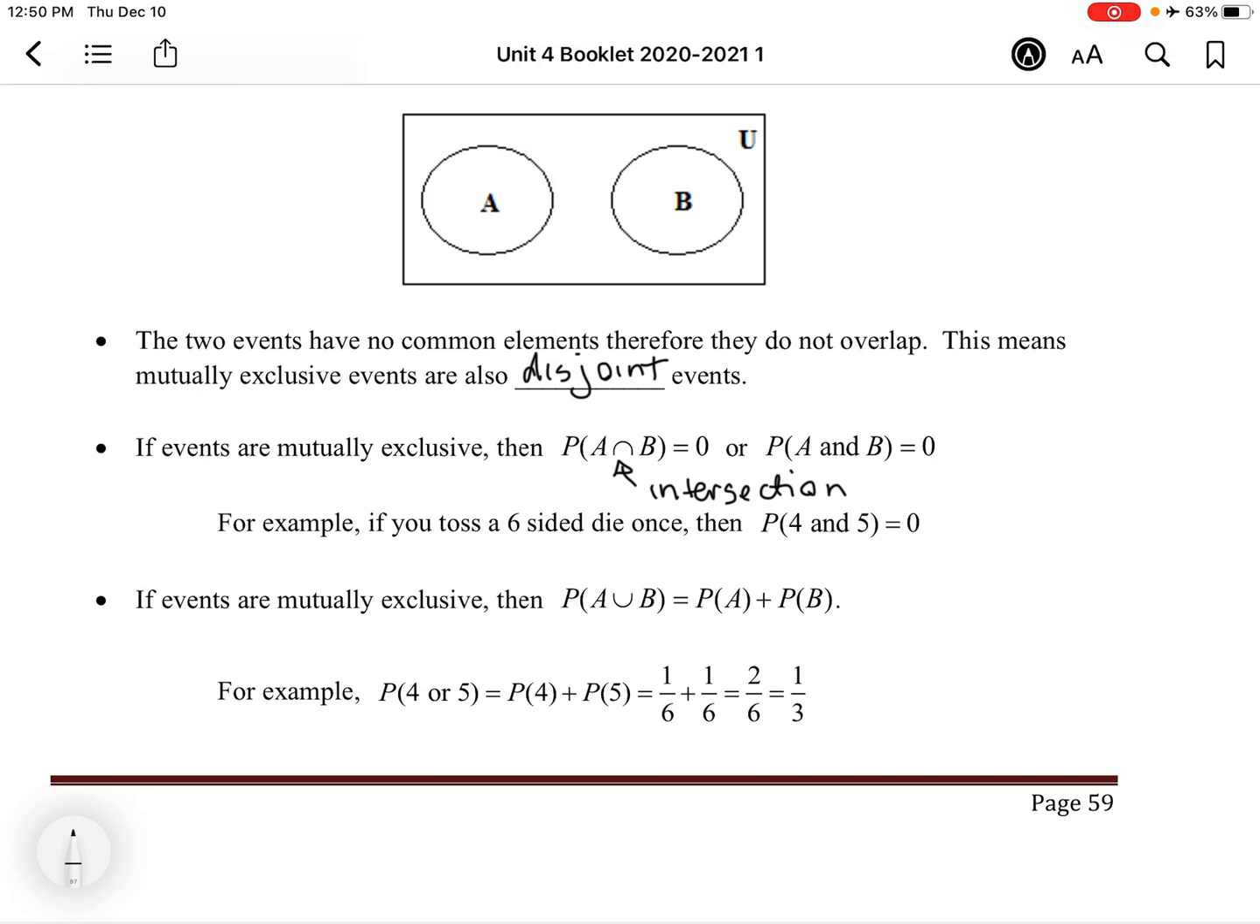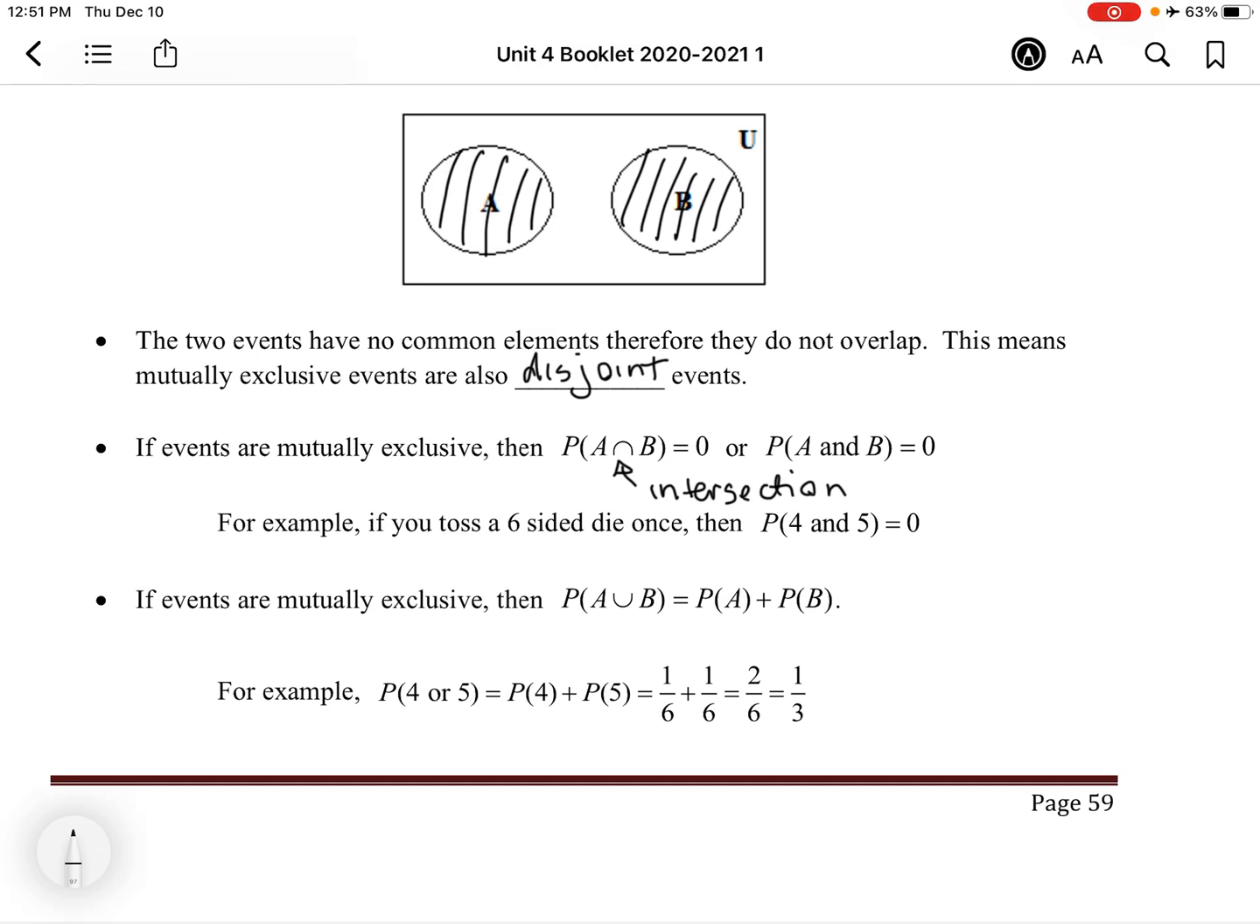On the other hand, if you're looking at the union, what's the probability of landing on A or B? Then you just add the two, right? We would just add these two together. It would be this plus this. Okay, so what's the probability of getting a 4 or a 5? Well, you'd have to say, well, what's the probability of getting a 4? It's 1/6. Plus, what's the probability of getting a 5? It's also 1/6. So altogether, that's 2/6, which reduces to 1/3.